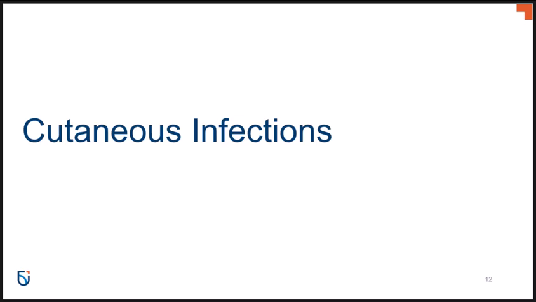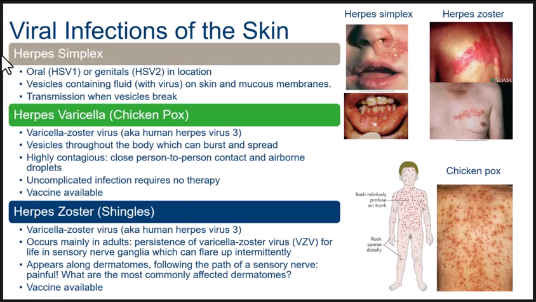Remember that our skin has this normal flora, this microbiome that consists of aerobes, yeast, anaerobes, and provides us this protection against pathogens that could lead to infection. But very commonly, our microbiome can be disturbed in a variety of different ways that can predispose us to infection. So I'm going to start by looking at viral infections of the skin, and we're going to look at herpes simplex, herpes varicella, also known as chickenpox, and herpes zoster, also known as shingles.